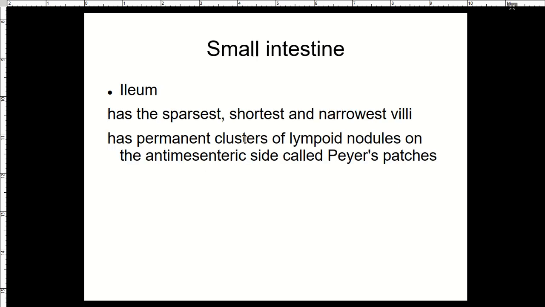Right. Let's take a look at the ileum. The villi in the ileum are the narrowest and shortest, right? And what is distinct in the ileum? You find these permanent clusters of lymphoid nodules on the antimesenteric side called Peyer's patches. They are just unique to the ileum.